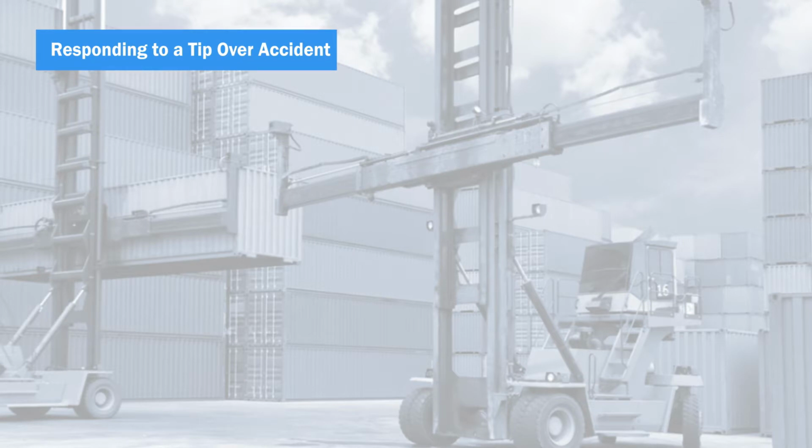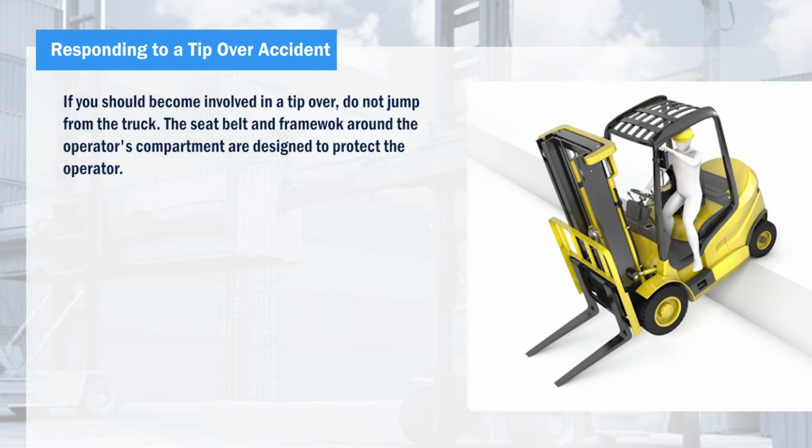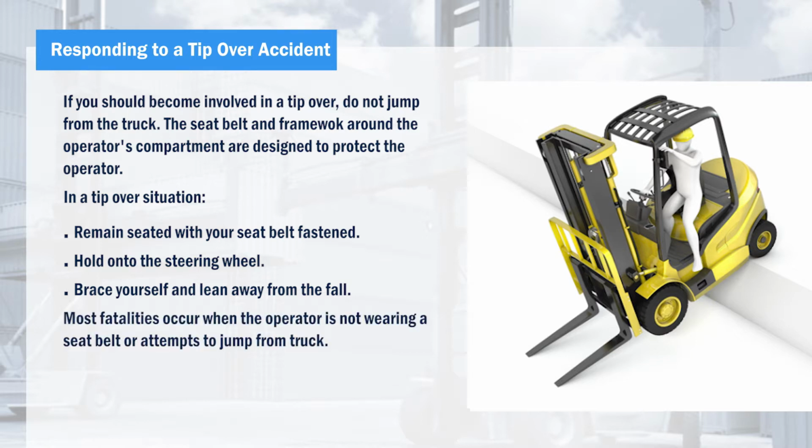Responding to a tip-over accident. If you should become involved in a tip-over, do not jump from the truck. The seatbelt and framework around the operator's compartment are designed to protect the operator. In a tip-over situation, remain seated with your seatbelt fastened. Hold on to the steering wheel. Brace yourself and lean away from the fall. Most fatalities occur when the operator is not wearing a seatbelt or attempts to jump from the truck.